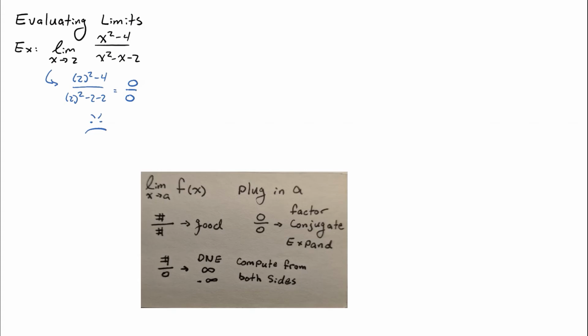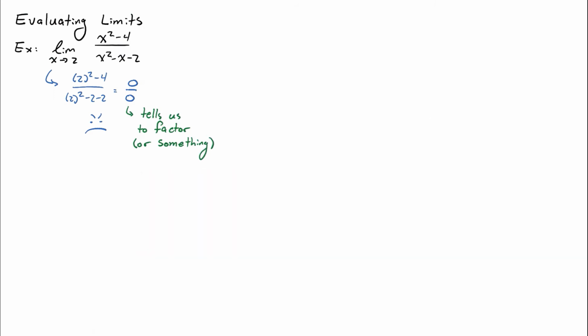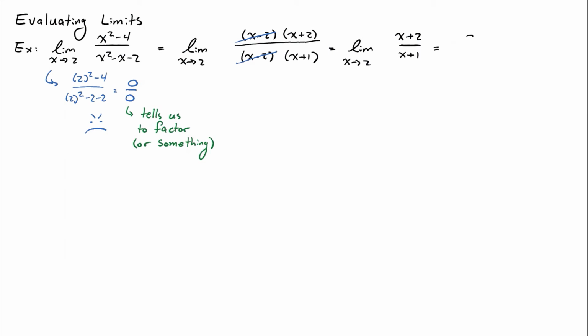new trick. If we get 0 over 0, we either need to factor, conjugate, or expand to try to cancel something. In this problem, it's a good idea to factor the top and bottom and cancel the x minus 2. This becomes a whole new problem, so we go back to our first trick and plug in 2. This time we get a number, 4 over 3, and we're done. That's our answer.